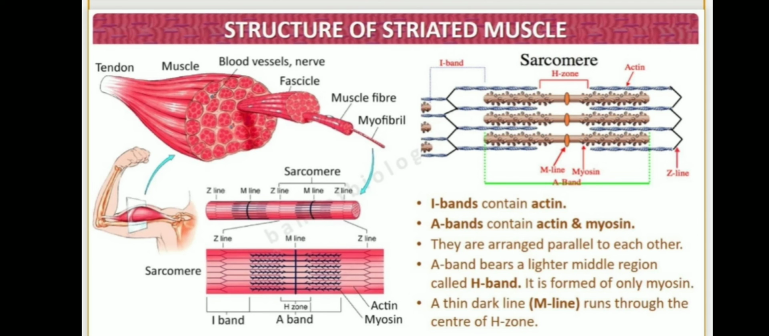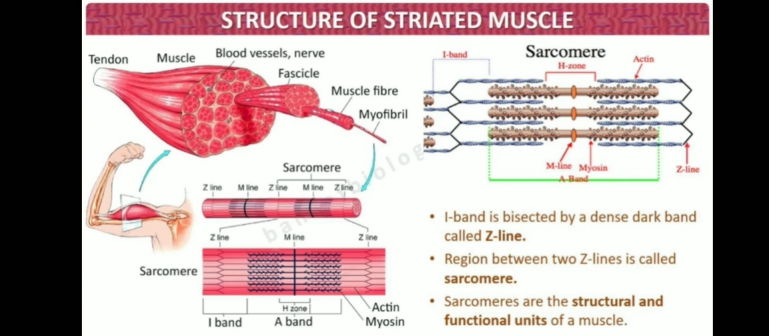A band bears a lighter middle region called the H band. It is formed of only myosin. A thin dark line, the M line, runs through the center of the H zone. The I band is bisected by a dense dark band called the Z line.